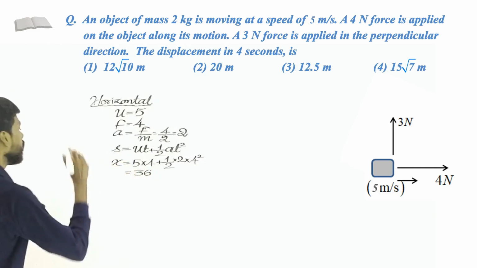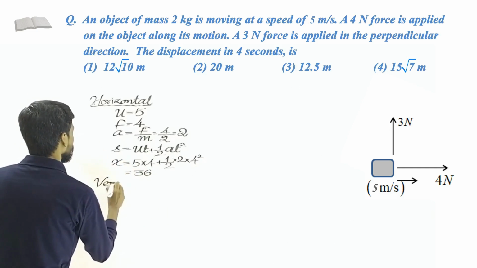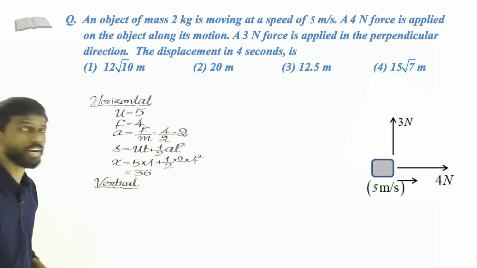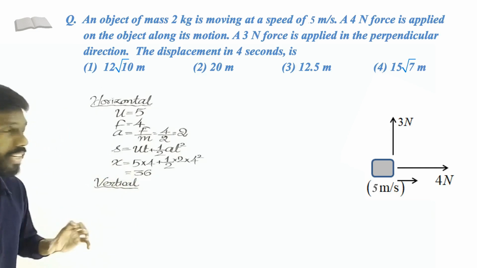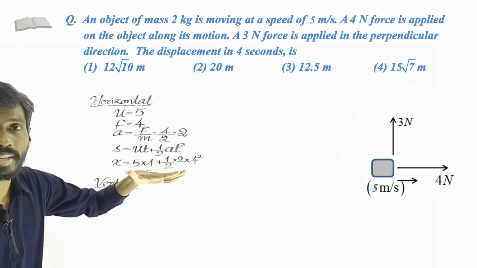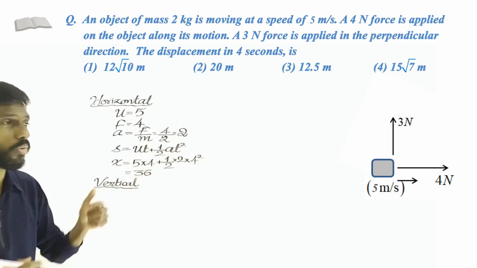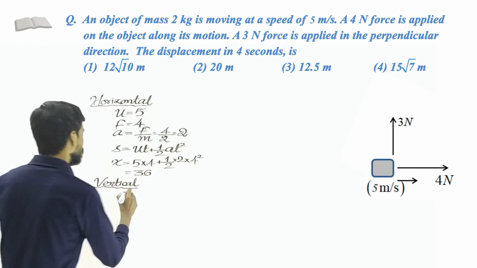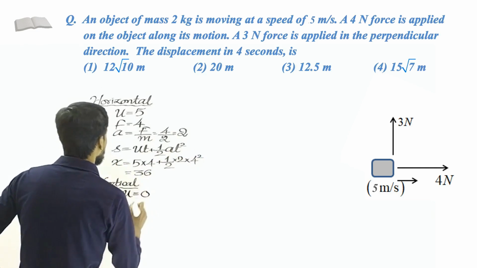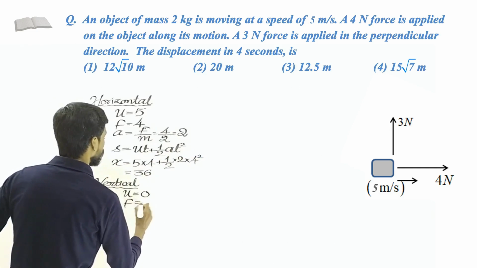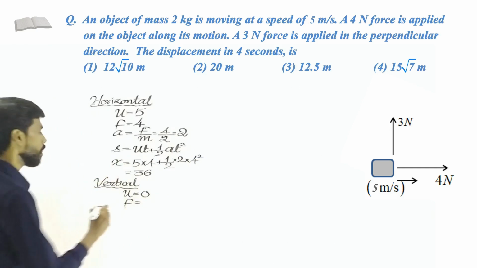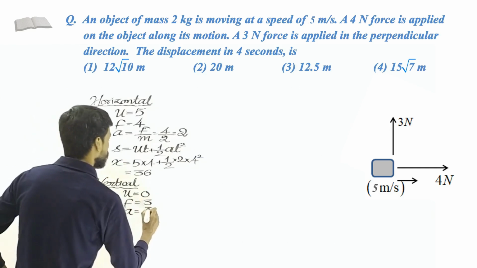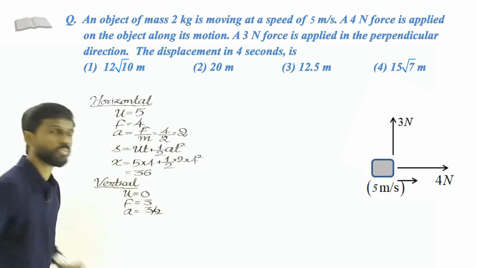Now let us find the displacement in the perpendicular direction, the vertical direction. What is the initial speed? Initially, the object is moving only in the horizontal direction, 5 meters per second. There is no vertical motion, so the initial speed in the vertical direction is 0. So u is 0 here. The force is also given in the vertical direction, that is 3. So force is known. Let us find the acceleration: force divided by the mass, so that is 3 by 2.